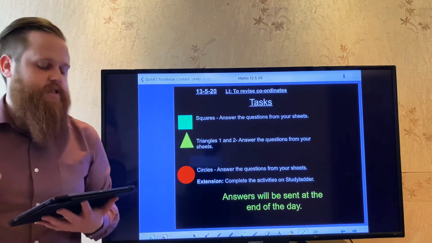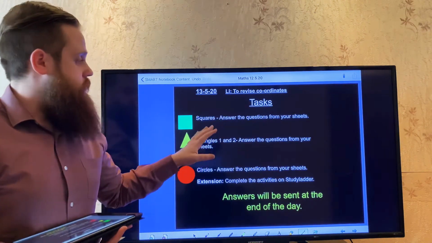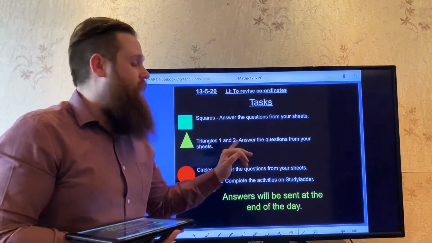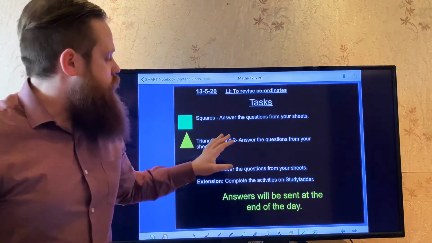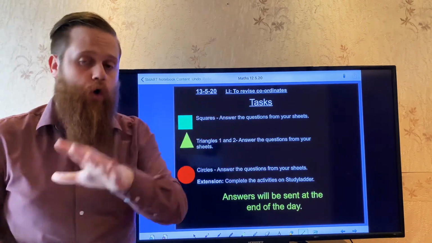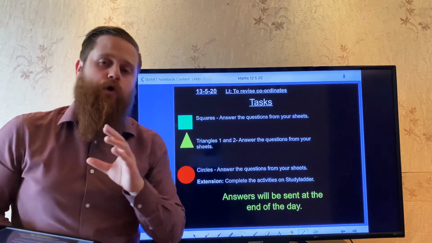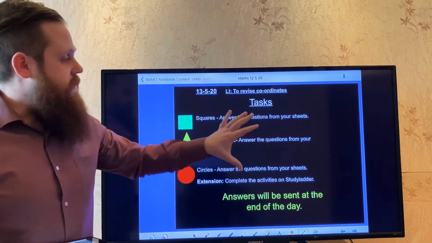Right, your tasks for today. Squares, you've got your questions. Triangles 1 and 2, I've split you into 2 groups again today. Triangles 1, you've got your sheet. Triangles 2, you've got your sheet. And circles, you have got your own work as well. Have a go at these questions.